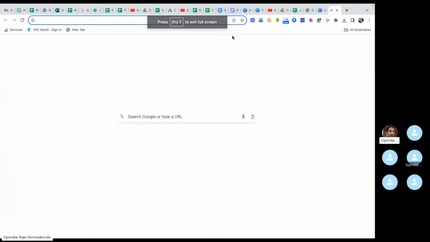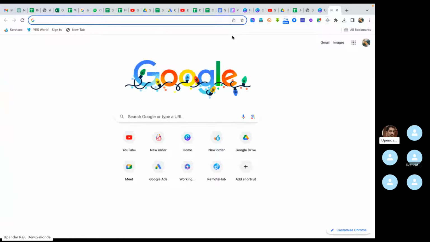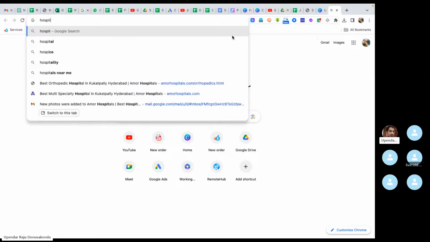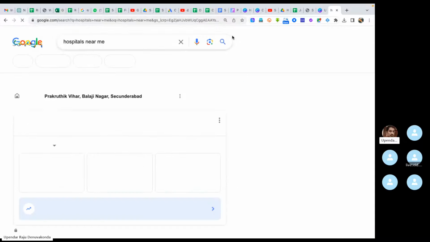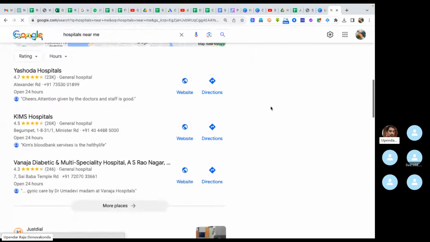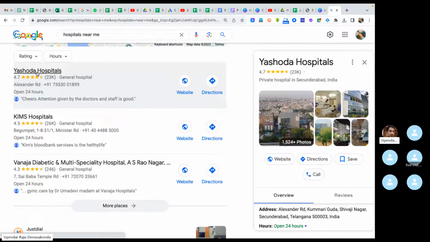Whenever people go to Google looking for services, say I'm looking for a hospital right now, I'll just go to Google and search for hospitals near me. If I scroll down here, I get Ashoda, I get Kims Hospital. Whatever reviews and ratings you see, these are called Google pages that we have on Google Maps.